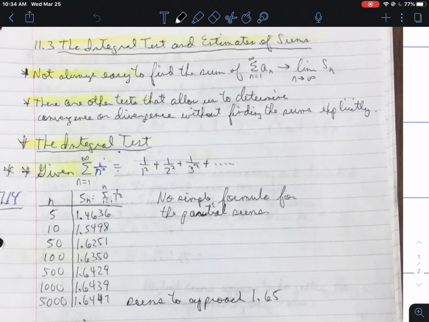All right, starting section 11.3, the integral test and estimates of sums, which we're not going to get into the estimate part of this. I'm going to shorten this section a little bit, give you a little less to worry about. But what we're dealing with over the next several sections, 11.3 through 11.6, are going to be a bunch of different test processes that we can use to determine whether a series is convergent or divergent.